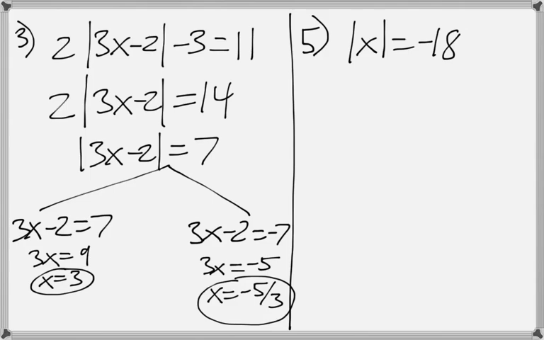Now, this actually will never happen because an absolute value, whatever you plug into it, it has to make a positive. So if you plug in a positive, it's going to stay positive. If you plug in a negative, it's going to make a positive. So there's no way that I can get this negative here. So this actually tells me to stop. So this can never happen.